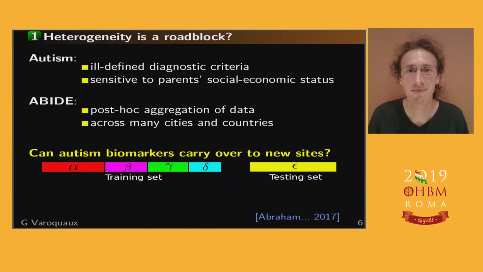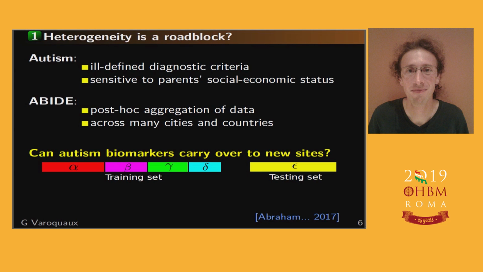There we go. Okay, so is heterogeneity a roadblock? That's the first thing I hear, that we won't succeed in this endeavor because there's heterogeneity. So we looked at autism, which is a difficult pathology to work with because it's ill-defined from a diagnostic criteria and it's very sensitive to the parent's socioeconomical status. And so we looked at ABIDE, which is a post-hoc aggregation of data across many sites in many countries. So it's terribly heterogeneous. And not only in the scanning, it's heterogeneous in the population that's recruited in the diagnostic criteria. And the question that we asked was, can autism biomarkers carry over to new sites?